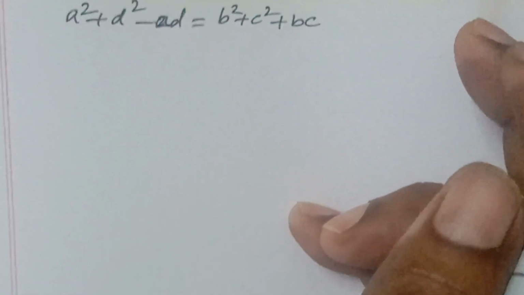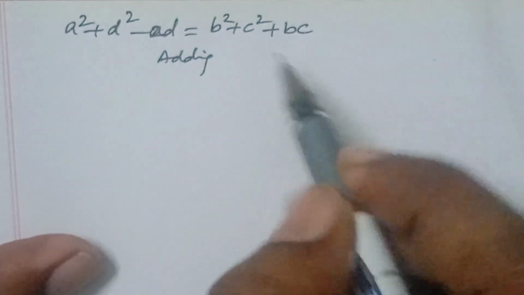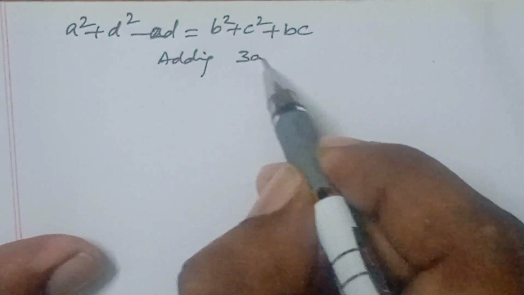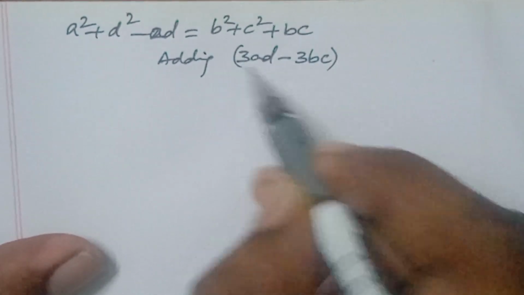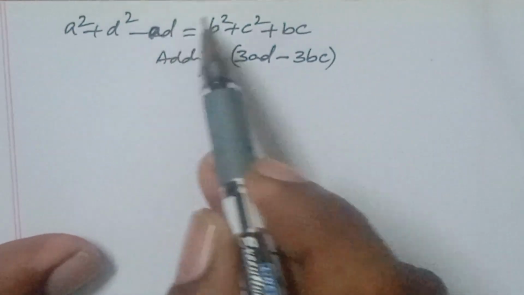Okay, again we are taking A square plus D square minus AD is equal to B square plus C square plus BC. So this time what you will do, you will be adding 3AD minus 3BC. So why are you adding 3AD minus 3BC? Because here we will get minus 2AD.